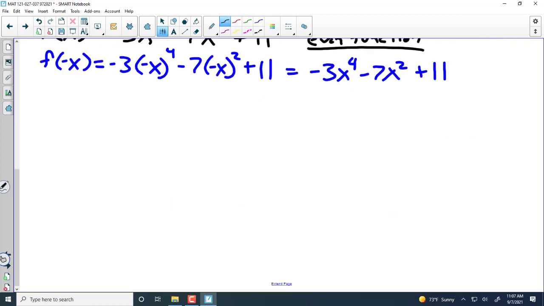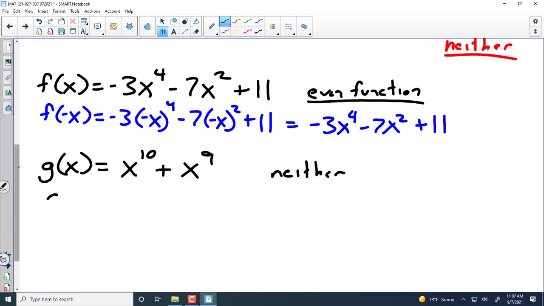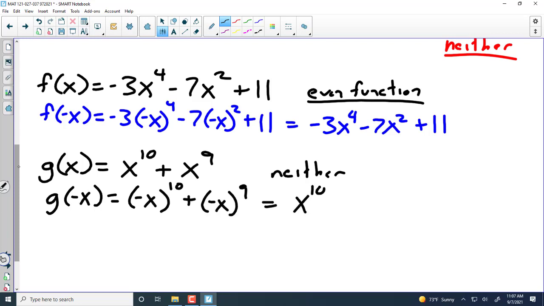So if you want to write one that's neither, it's pretty quick. You just do this. X to the 10th plus x to the 9th. It's neither, because one of those will change and one of them won't. So this is neither, because if you change the x's both to negative x's, then the even power will kill its negative sign, the odd power will not. And what we have is one thing changed and one thing didn't. And so that one's neither.